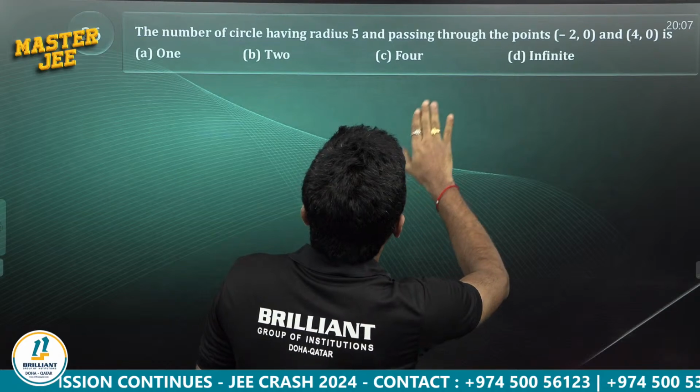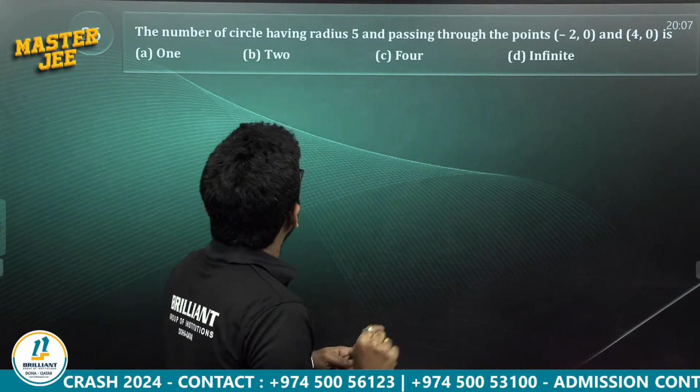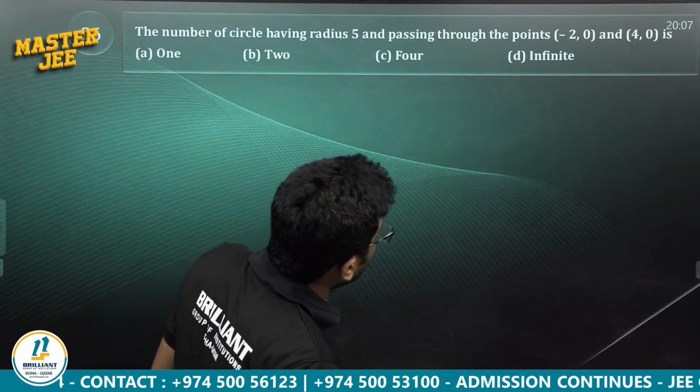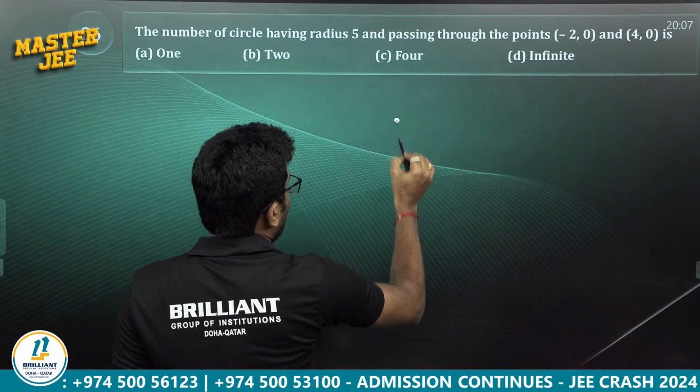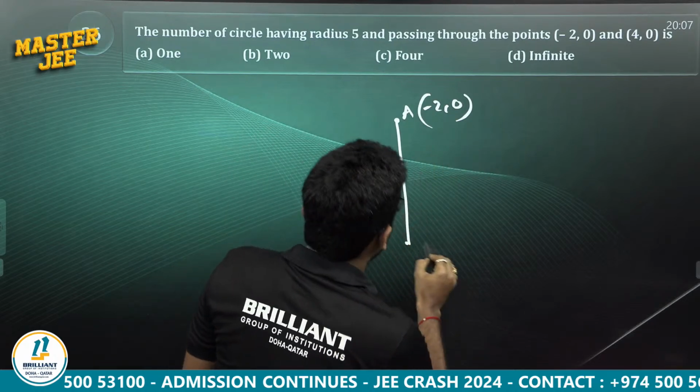Very good question again. The number of circles having radius 5 and passing through 2 points. They have given you 2 points. One point is -2, 0. The other point is 4, 0.